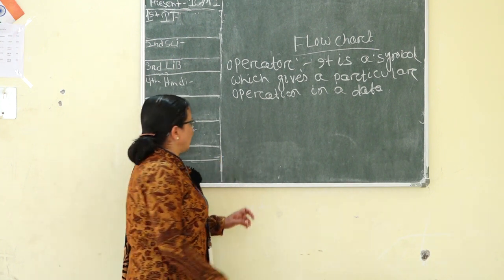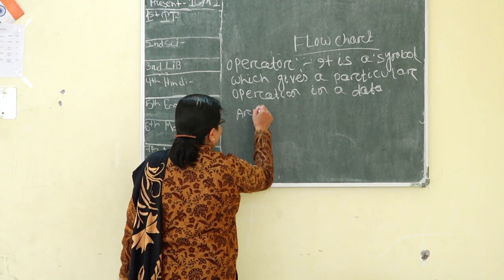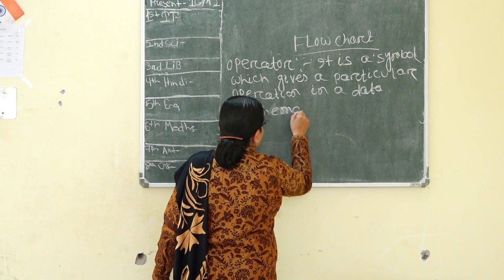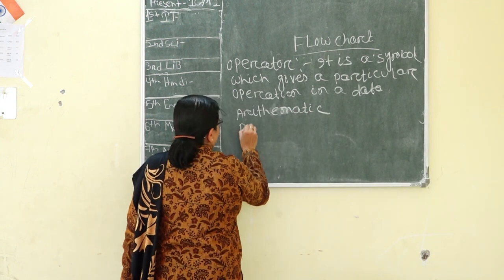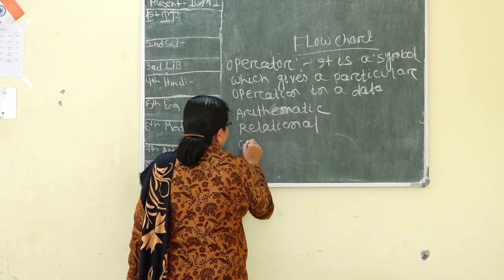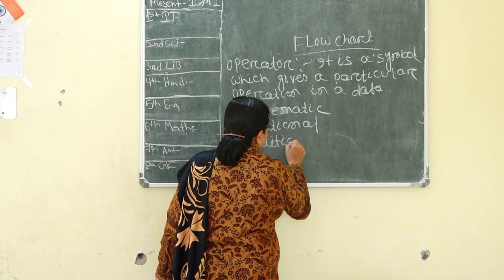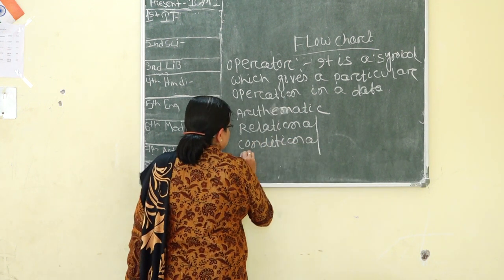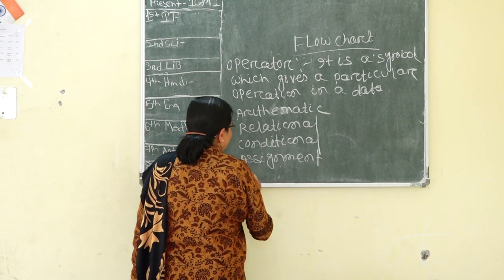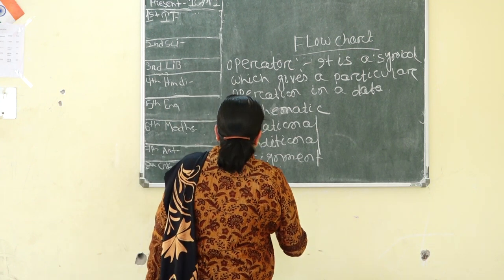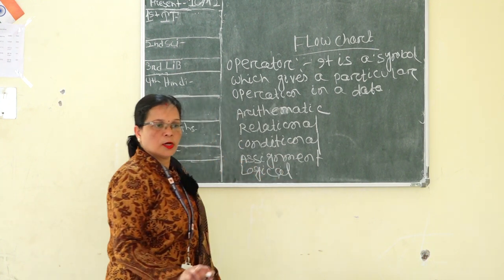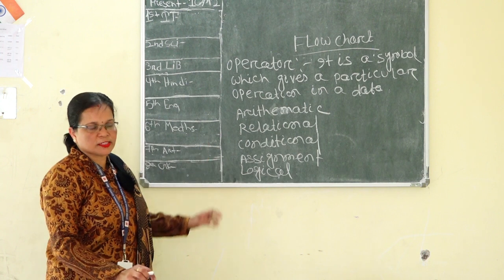So what are the types of operators? Number one is your arithmetic operator. Number two is your relational operator. Number three is your conditional operator. Number four is your assignment operator. And number five is your logical operator. I will explain these operators one by one.